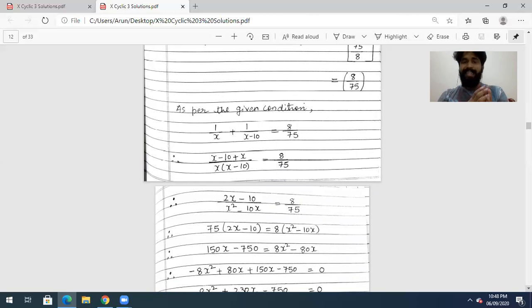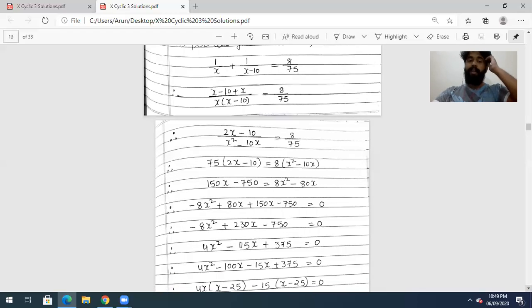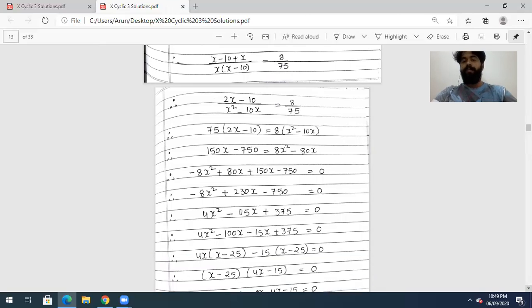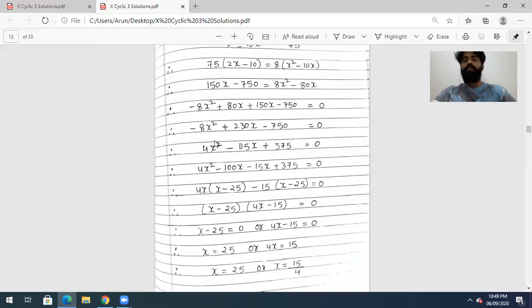We will take the LCM. So we have x minus 10 plus x the whole upon x into x minus 10 is equal to 8 by 75. Add the like terms, so 2x minus 10 upon x square minus 10x is equal to 8 by 75. Cross multiply, so we have 8x square minus 80x is equal to 150x minus 750. So we have 8x square minus 230x plus 750 is equal to 0.